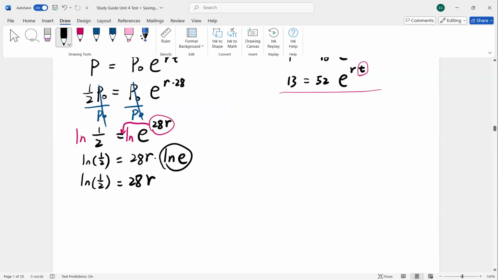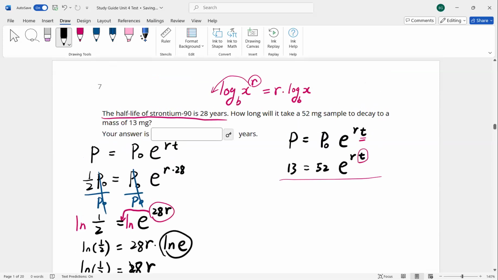One more step to find the value of r. Divide each side by 28. We have r isolated on the right side. Then the left side equals ln of half over 28. That's the value of r. We got the value of r by using the half-life of the substance.